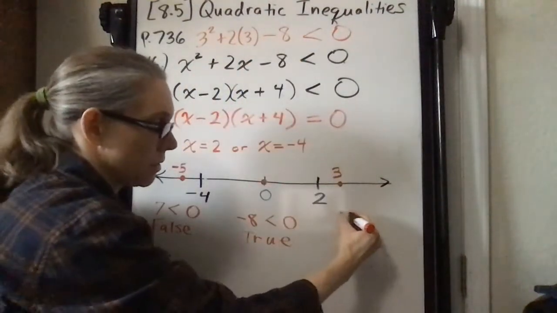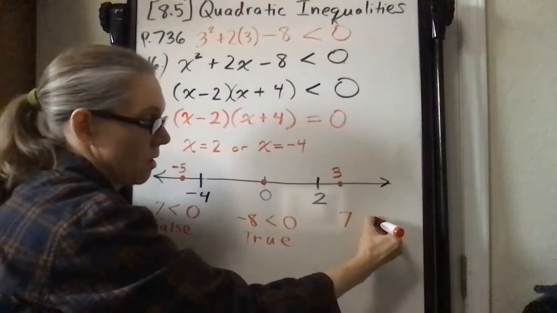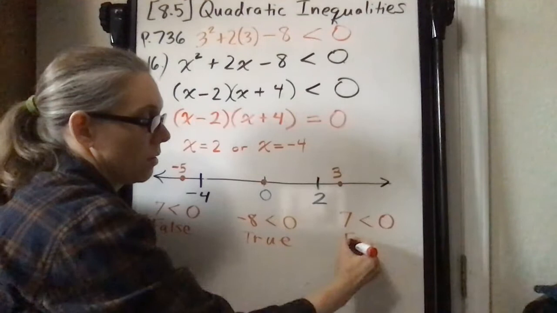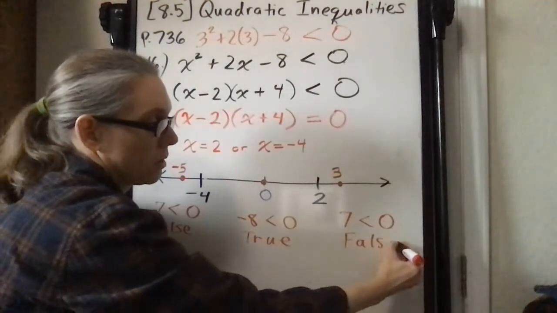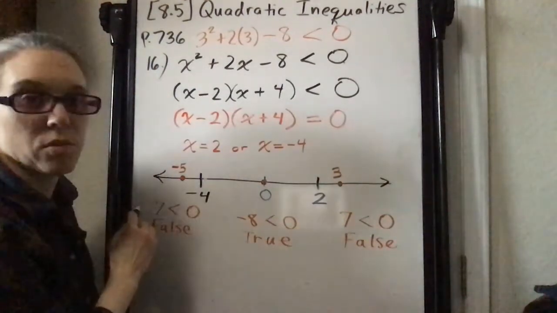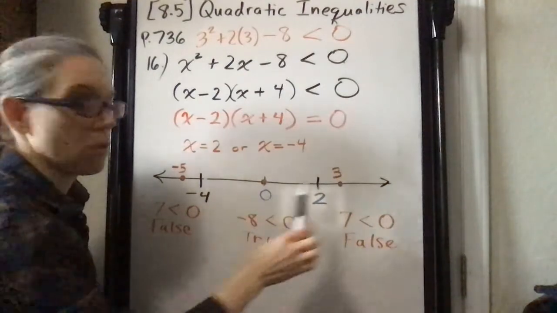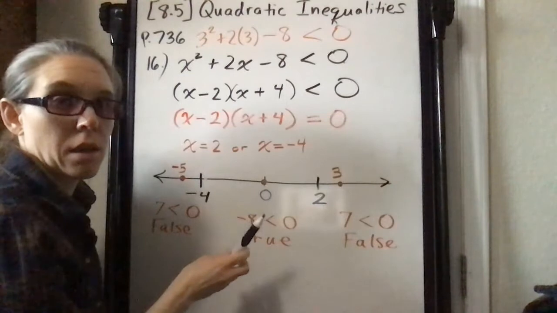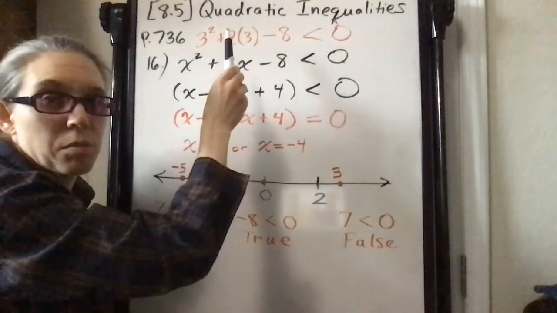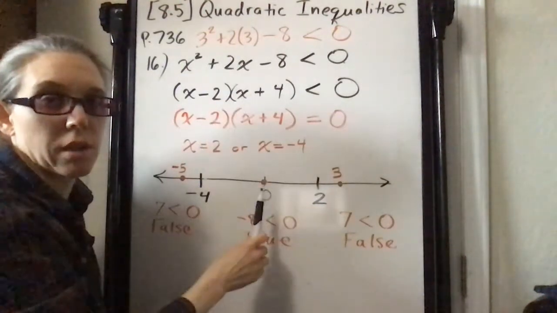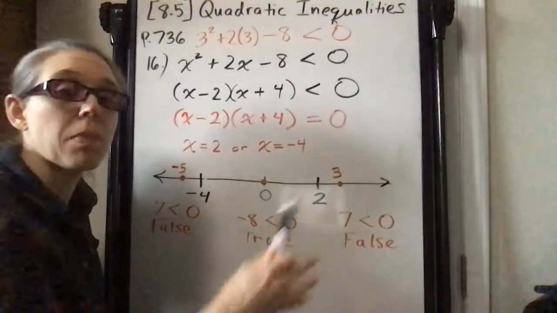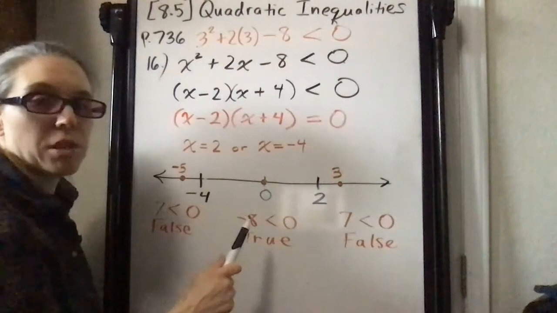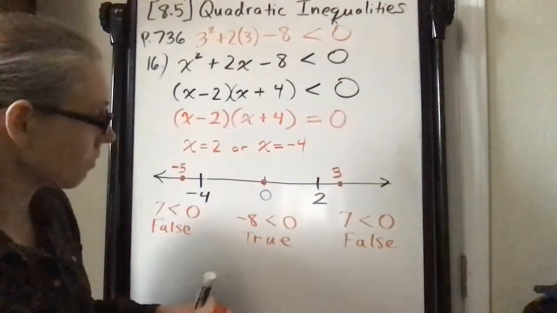We end up with a positive 7 again. 7 less than 0 is false. These are probably both 7 because of symmetry. They're both 1 away from a boundary number. The vertex here would be at, what, negative 1? Yeah, negative 1 would be the vertex. Anyway, so what I have here is a false region, a true region, and a false region.